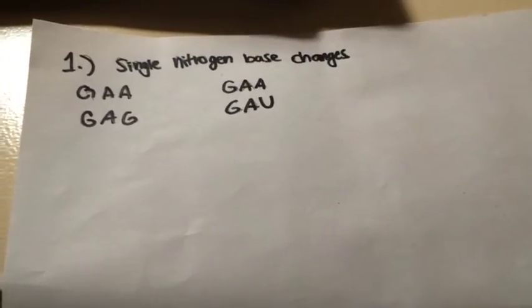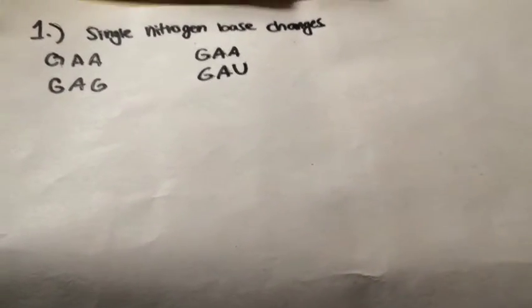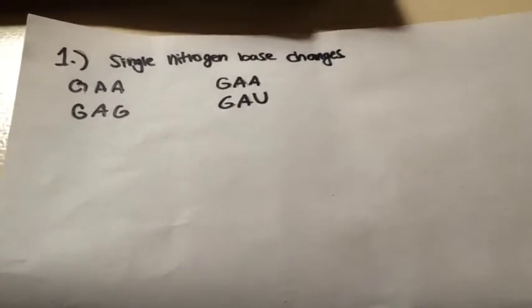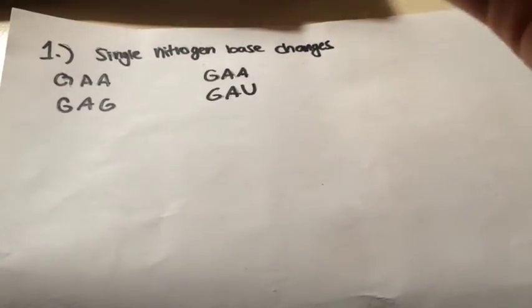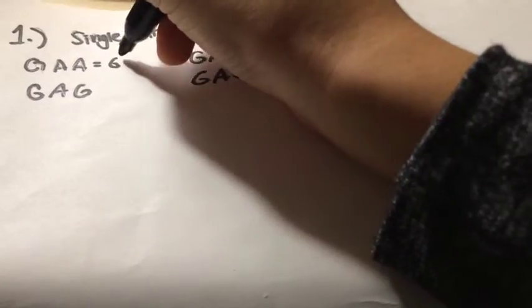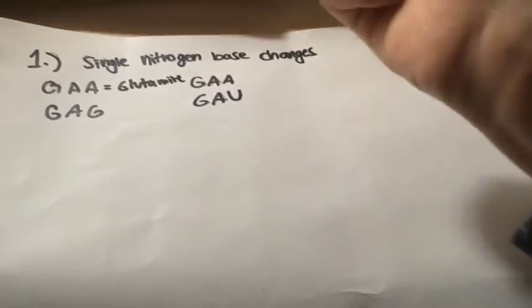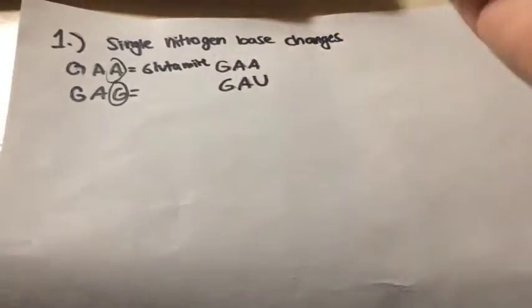Now to talk about mutations. There are many different types of mutations. The first type is if only a single nitrogen base changes. For example, the code GAA makes glutamine. And if there's a mutation in the A and it becomes a G, the result would still be glutamine.